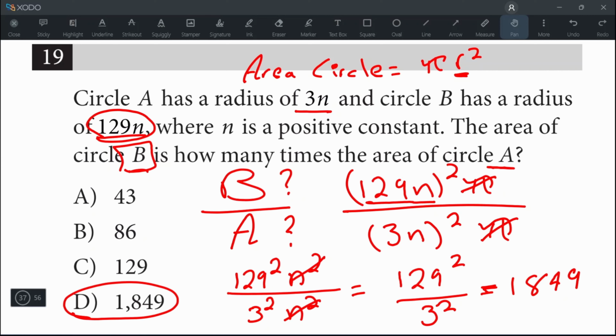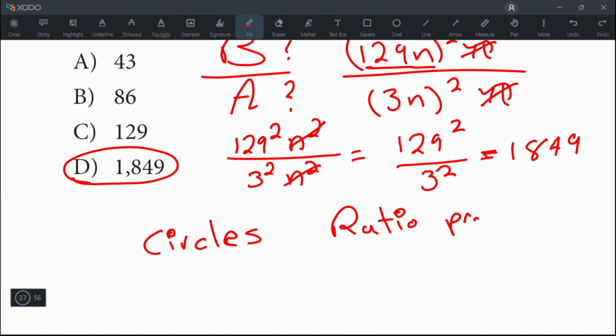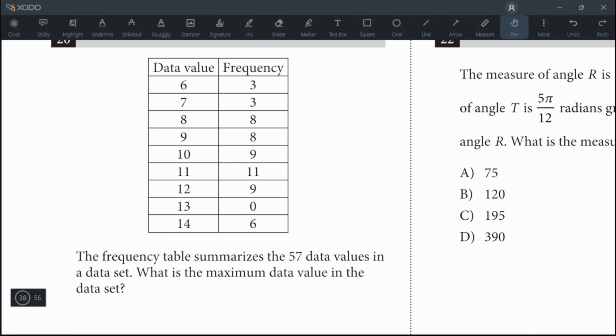And in case you found difficulty solving such questions, I recommend you revise the circles chapter in Panda, as well as the ratio and proportion chapter. Question 20. The frequency table summarizes 57 data values in the data set. What is the maximum data value in the data set?